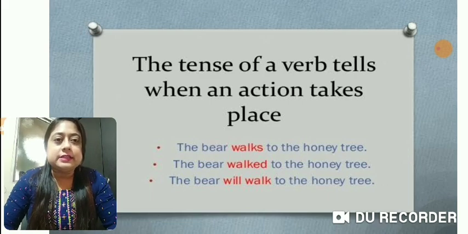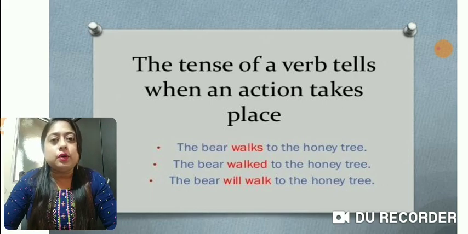Here we have three sentences. The first one is, the bear walks to the honey tree. The verb is walks, and it is in present tense. Next is, the bear walked to the honey tree. We have used the past form of walk, that is walked, so the sentence is in past tense. And the third one is, the bear will walk to the honey tree. We have used the future form of the verb walk, so the whole sentence is in future tense.